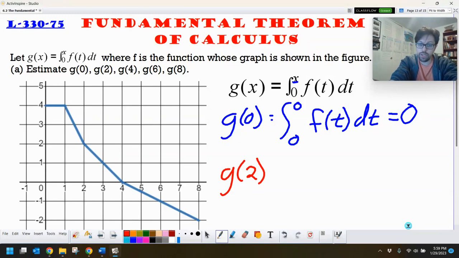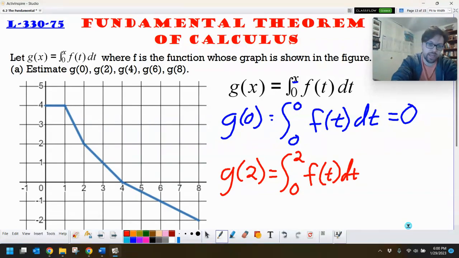If we were trying to find g of 2, that would be the antiderivative from 0 to 2 of f of t dt. So that's asking us what is the area inside of here from between 0 and 2. I've got a rectangle right here. That area is 4, and then I've got this trapezoid. I've done the work of the trapezoid off to the side. I found its area to be 3. So that has a rough area of 7.